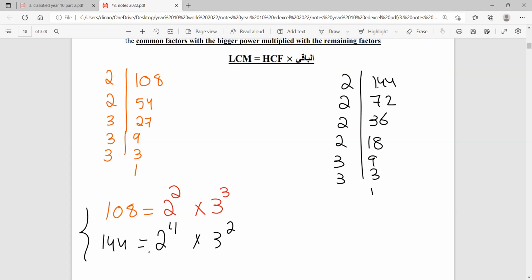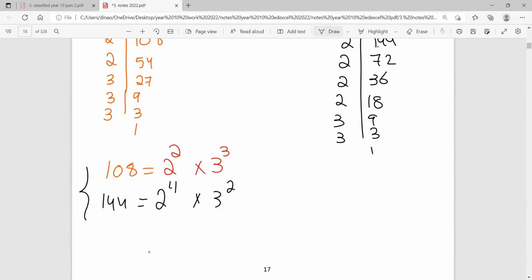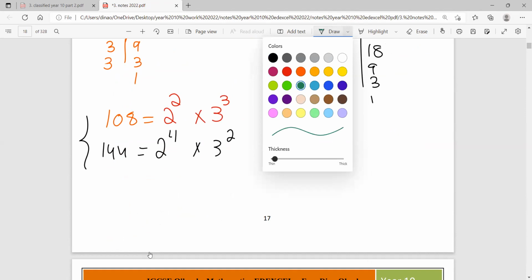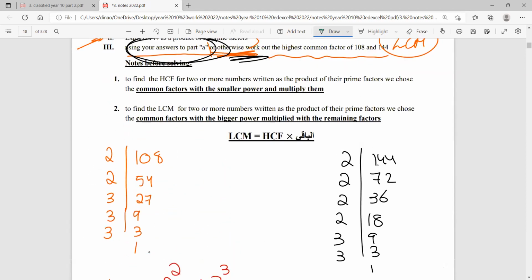What does the question say? Use your answer or otherwise. Use your answer means how will you benefit from prime factoring to find HCF and LCM. Do you see these notes? I have a highlighter here. These notes are very, very important.